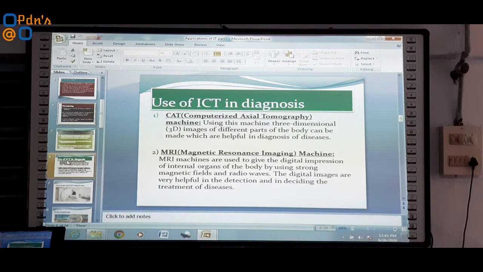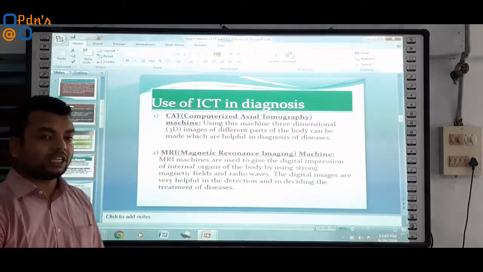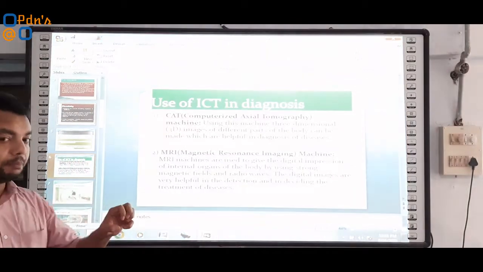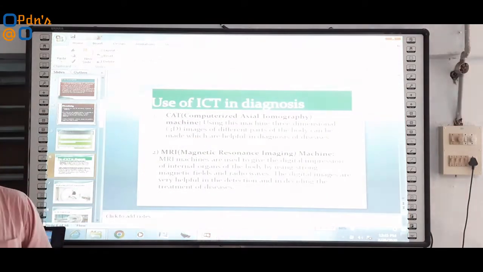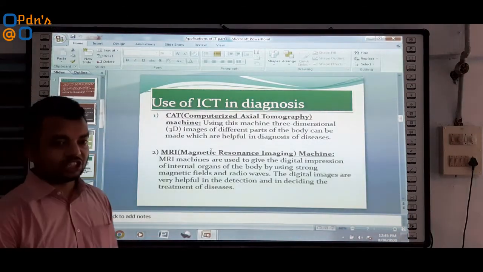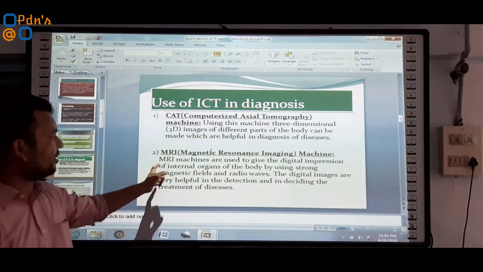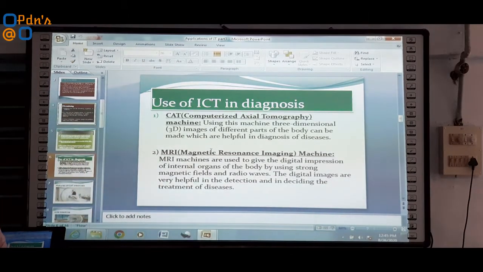Now, let us come to the second one, MRI, the magnetic resonance imaging machine. These are used to give a digital impression of the internal organs of the body. Suppose we have a physical body. In order to get a digital impression of the interior of our body, whether the internal organs are working properly, whether they are in good condition or not functioning normally, this can be obtained by means of a machine known as the MRI machine, or magnetic resonance imaging machine.